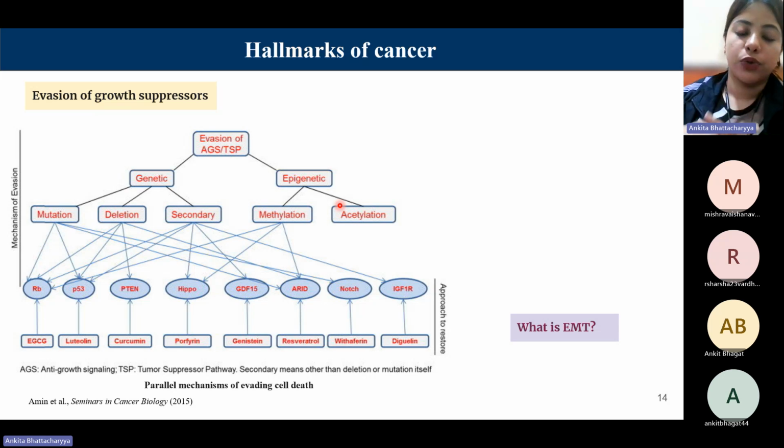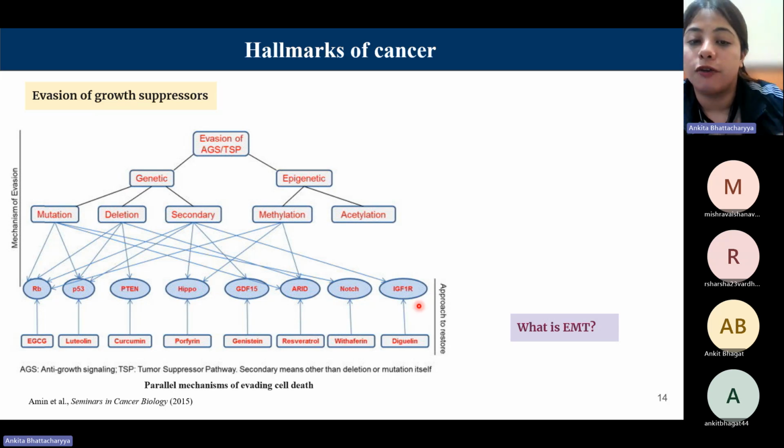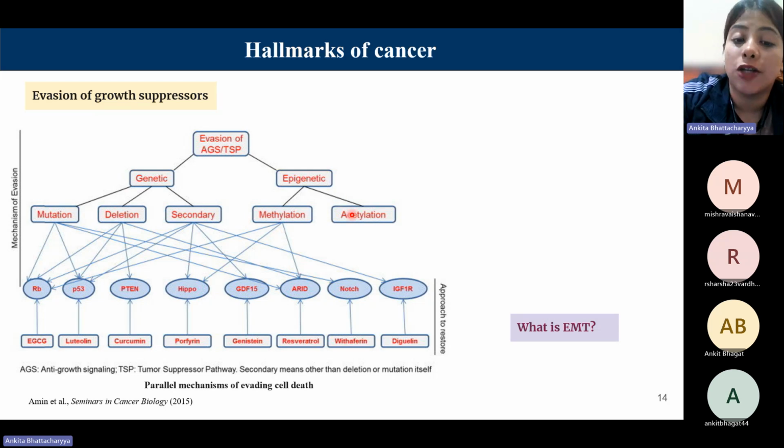These are known to lead to several downstream mechanisms. I'm not going into the names of the pathways. You can look at it for your reference, but basically RB, P53, they are tumor suppressors, PTEN, Hippo, ARID, all of these, they are tumor suppressive in nature. And there can be mutations in all of these pathways, or there can be epigenetic modifications of each of these genes, all of which eventually help cells evade growth suppressors.